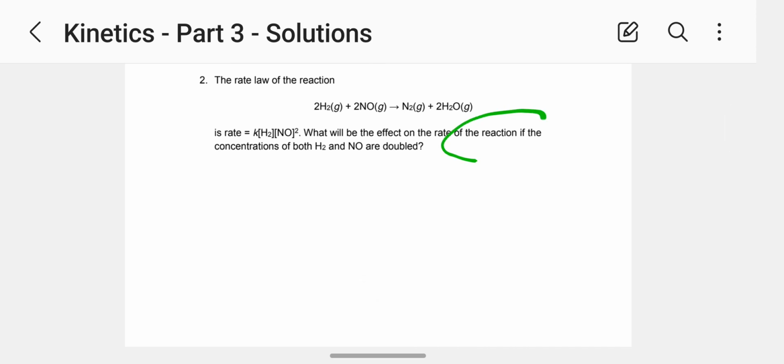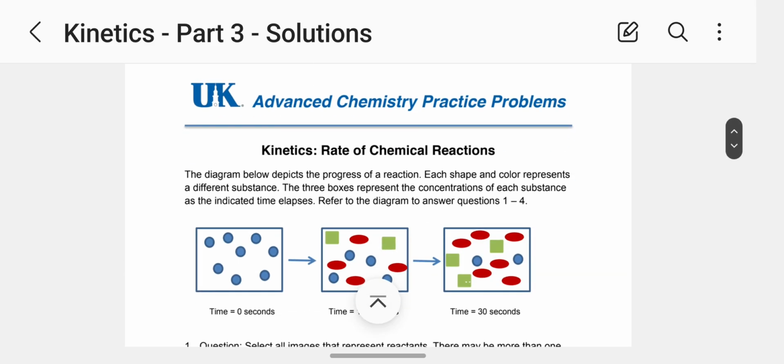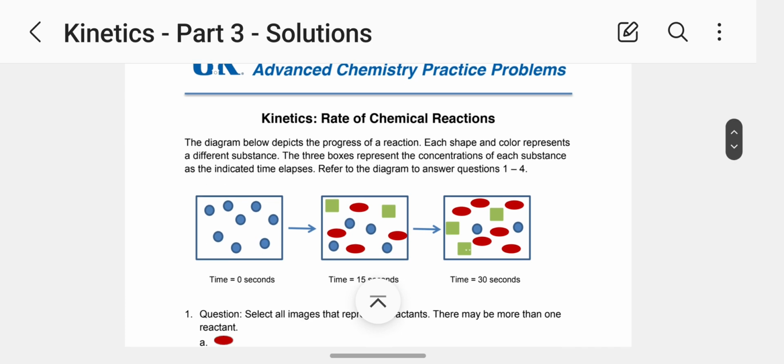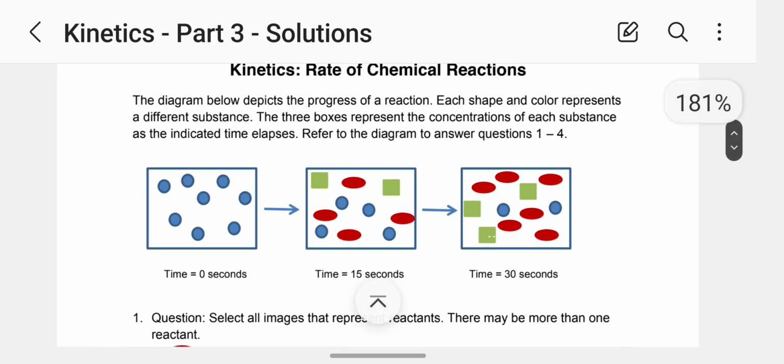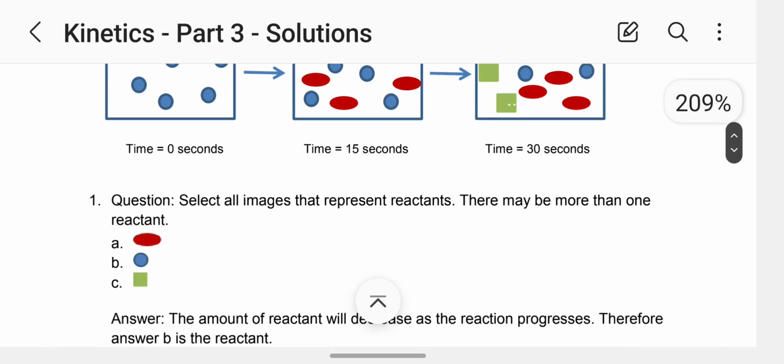On the rate of the reaction, what will be the effect on the rate of the reaction if the concentration of both H2 and NO are doubled? Kinetics, rate of chemical reactions. The diagram below depicts the progress of a reaction. Each shape and color represents a different substance. The three boxes represent the concentration of each substance as the indicated time elapses. Refer to the diagram to answer the questions.